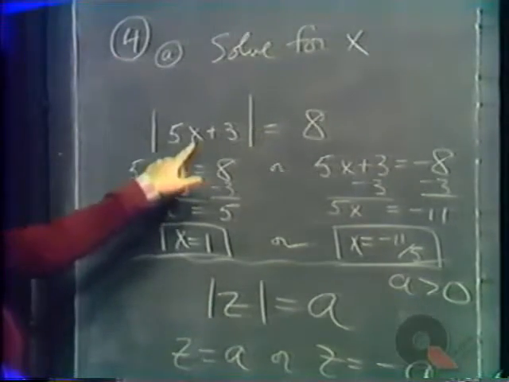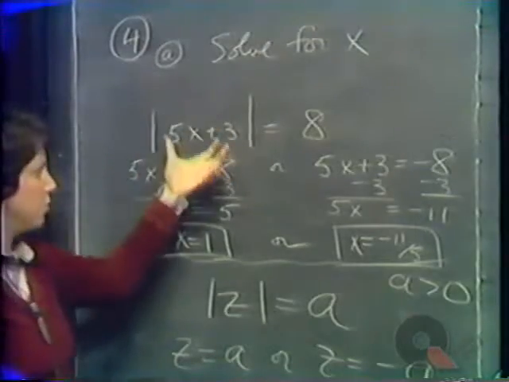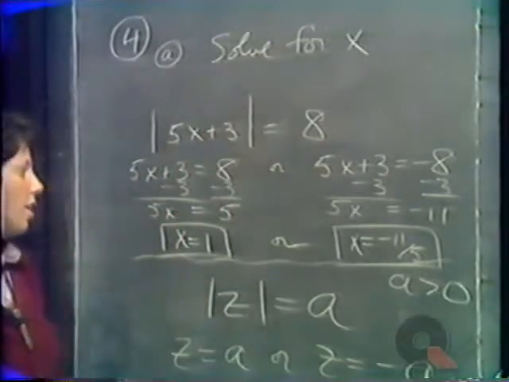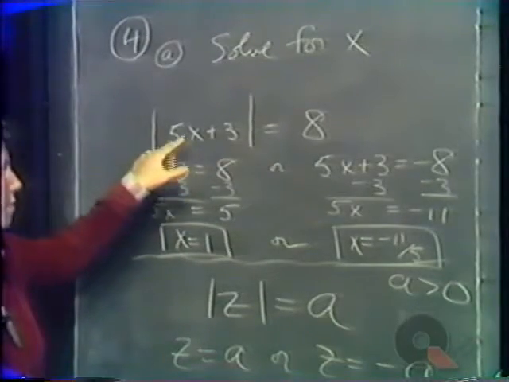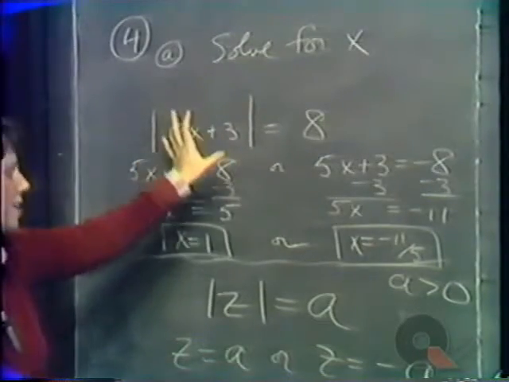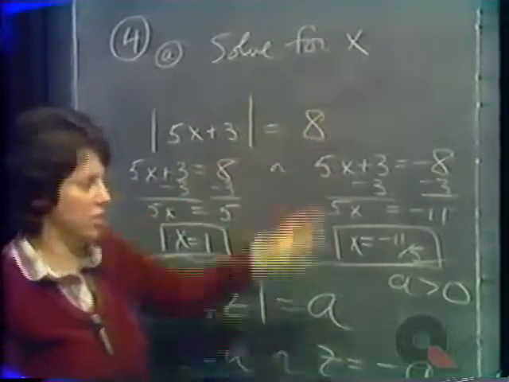If x equals 1, 5 plus 3, we get the absolute value of 8, which is 8. If x is minus 11 fifths, minus 11 fifths times 5 is minus 11, plus 3 is minus 8, the absolute value of which is also plus 8.